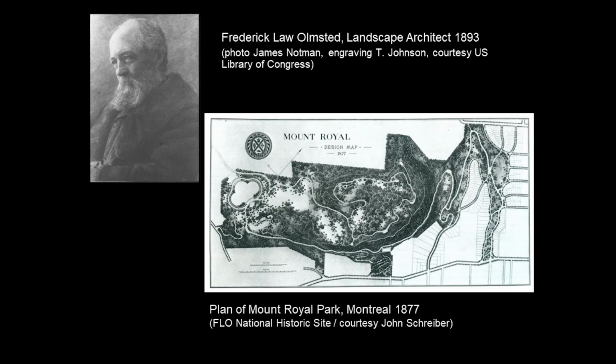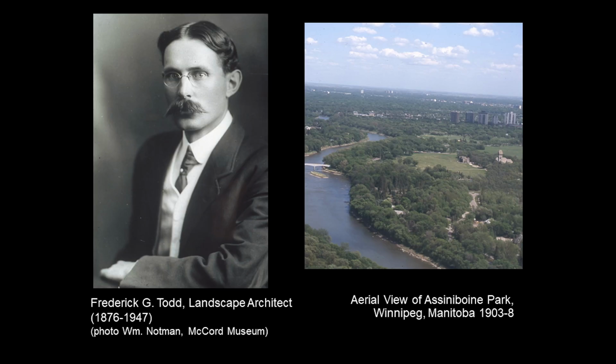Here is a portrait of Frederick Law Olmsted, who is often considered to be the founder of landscape architecture in North America, along with his plan showing the original design for Mount Royal Park. Large urban parks were soon created across the country, and a former employee of Olmsted, Frederick Todd of Montreal, soon to be recognized as Canada's outstanding landscape architect, designed no less than 3 of our most famous such parks.